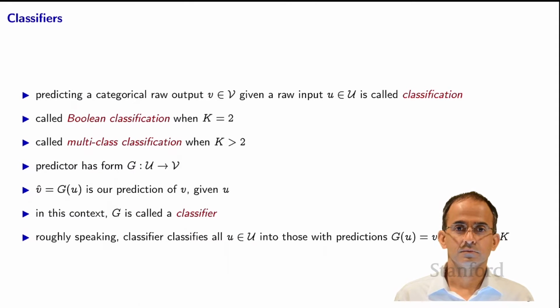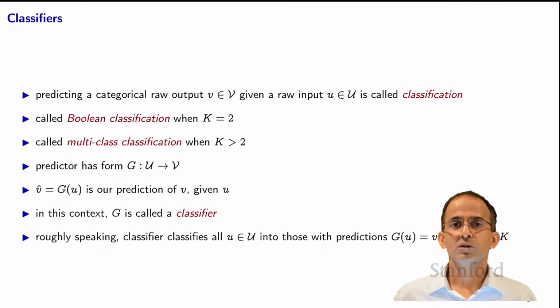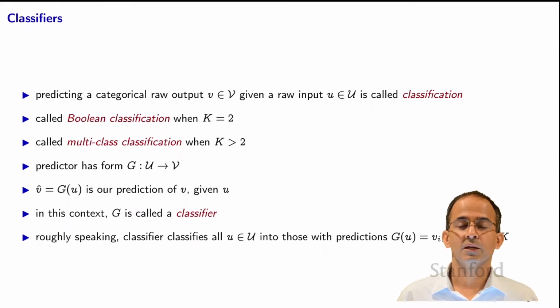And one way to think about the classification is to think about which values of u give a result of G of u equal to 1, which values of u give a result of G of u equal to 2, and so on. And if you think about that, then what we've done is we've classified the inputs u into K different categories, or K different classes. And those classes are mutually exclusive and collectively exhaustive.